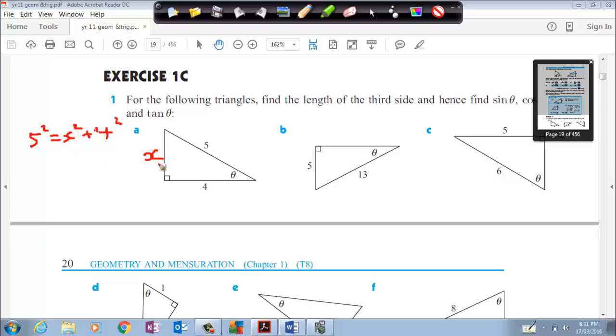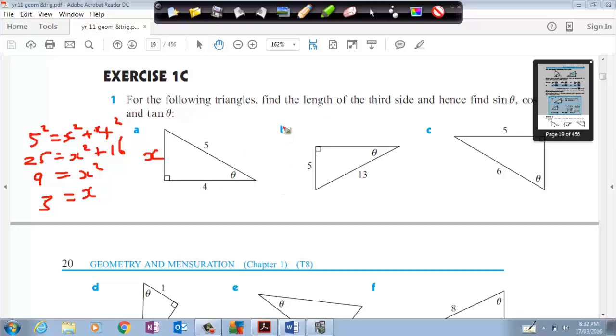Now someone might have spotted that this is the 3, 4, 5 Pythagorean triad. We know it's going to be 3. If you didn't spot it, you would have to follow this process through. So we've got 25 equals x squared plus 16. 16 take over the other side, so you've got a minus 16. So 25 minus 16 is 9. And now you square root that. You have plus or minus 3, but because it's lengths, we only go with the positive version, so x is 3.